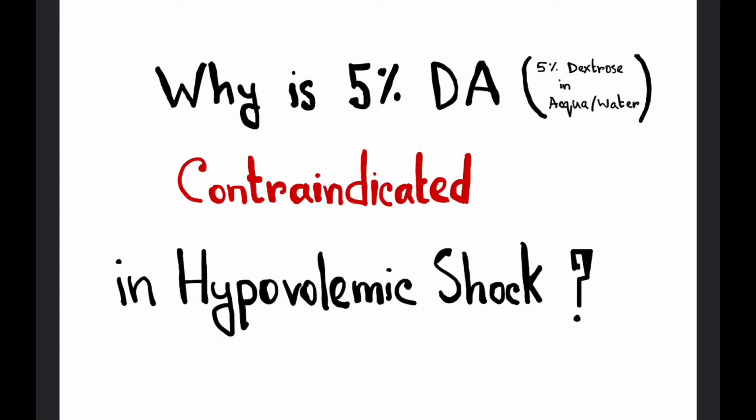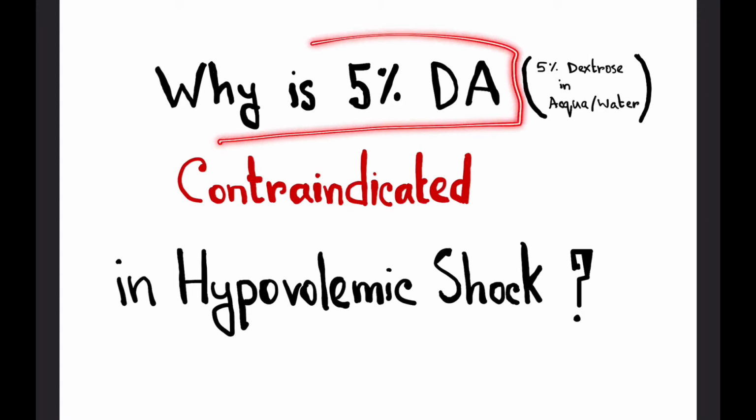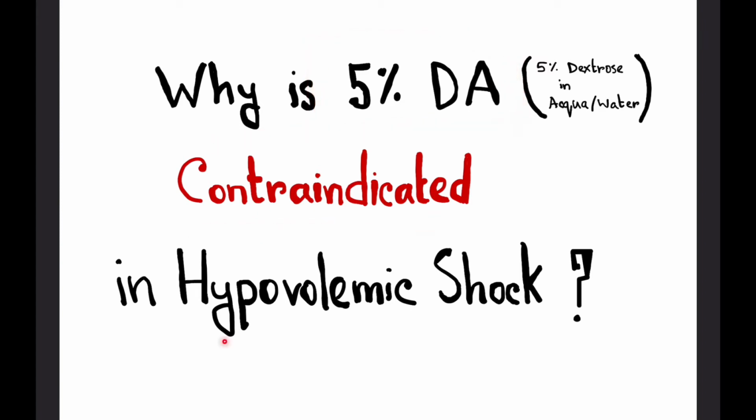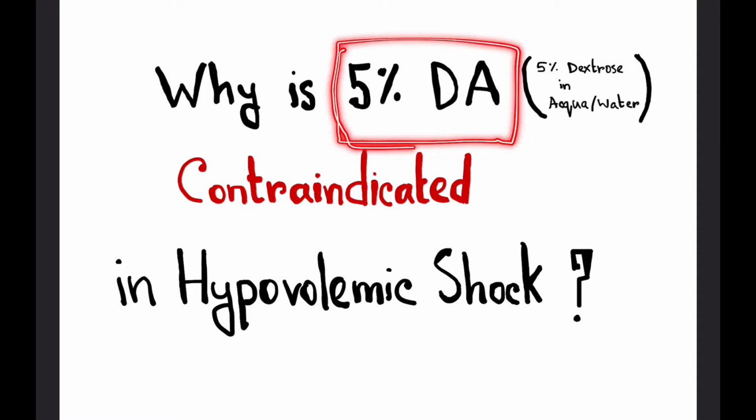Hello everyone. Has it ever crossed your mind why 5% DA, or 5% dextrose in aqua, is contraindicated in the treatment of hypovolemic shock? The 5% DA is actually loaded with glucose. The dextrose will be converted into glucose anyway. So this fluid is contraindicated in hypovolemic shock due to some particular reasons, right?